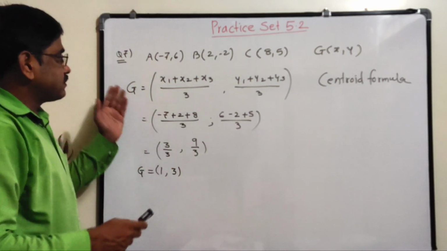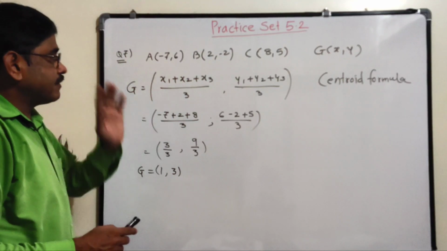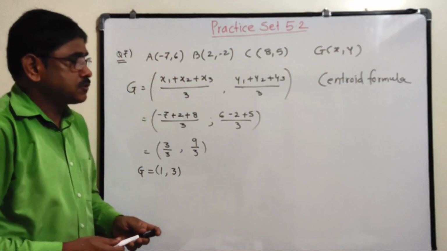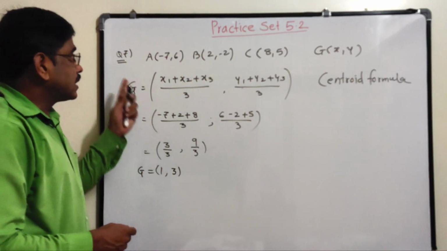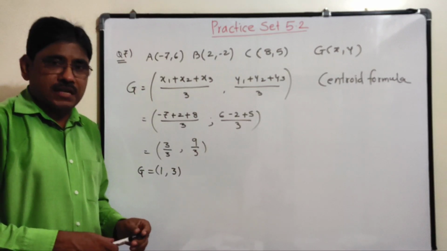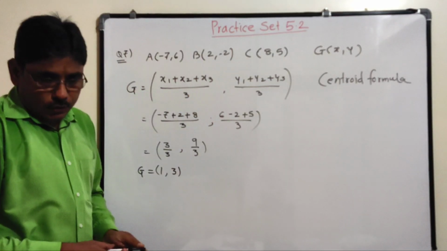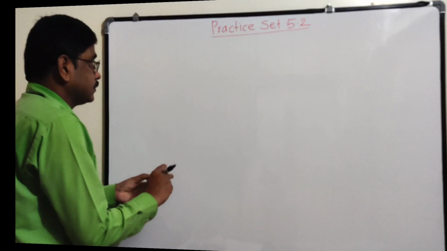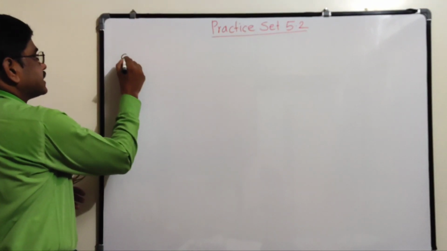We use this formula x1 plus x2 plus x3 divided by 3 and y1 plus y2 plus y3 divided by 3. So the remaining sums from that question number 7 you can solve using this formula. Now let us see ninth sum.